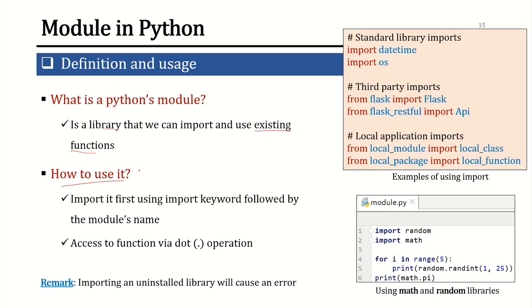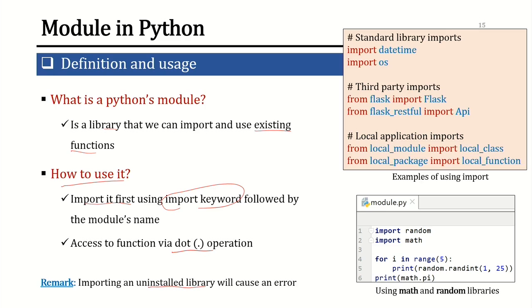So how can we use a module? We can simply import it first. How do we import it? We use the import keyword, followed by the module name. And when we want to use it, we need to use the dot operator. Be sure that you import a library that you have already installed. If you import certain libraries that are not installed, you will get an error message.